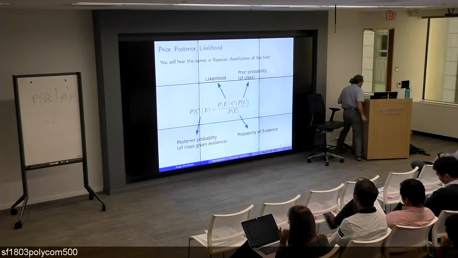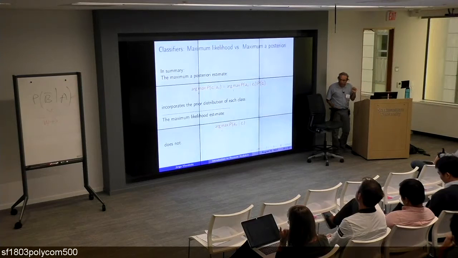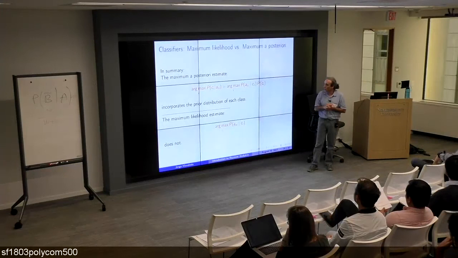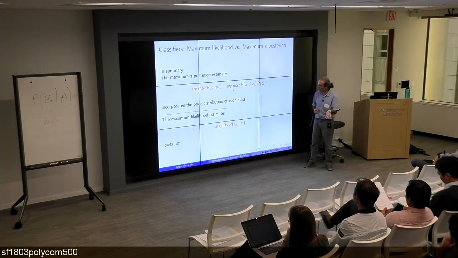Anyway, moving on. No more need of the spaceship. They serve a purpose, the Alpha Centauri. So what I just said is what we traditionally talk about as maximum likelihood predictions versus maximum a posteriori predictions. If you've done classification in your work or in your coursework, you probably have heard this term, and by now it should be clear what it means.